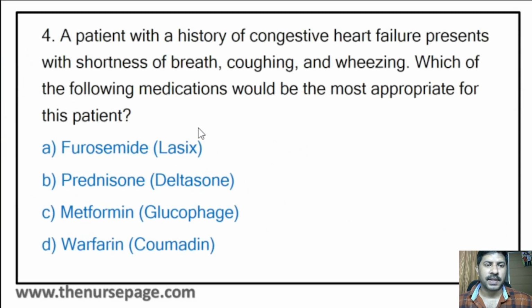Then fourth question, a patient with a history of congestive heart failure presents with shortness of breath, coughing and wheezing. Which of the following medications would be the most appropriate for this patient? Furosemide, that is Lasix, prednisolone, deltasone, that is a trade name, metformin, warfarin. So here correct answer is furosemide. Furosemide is an example of loop diuretics. It will increase the urine output, then the fluid will reduce. So that will reduce the symptoms also.